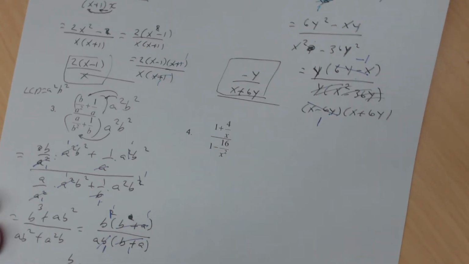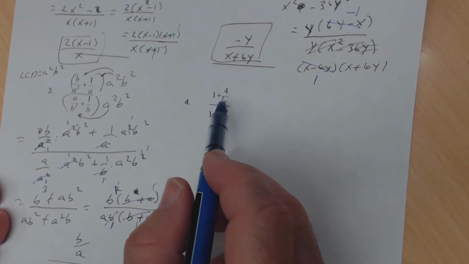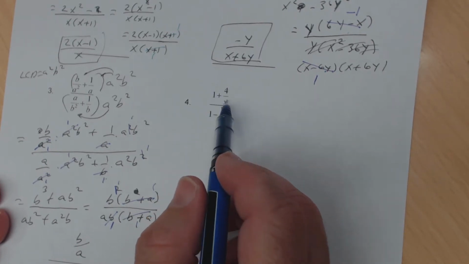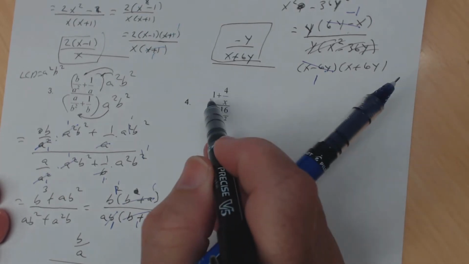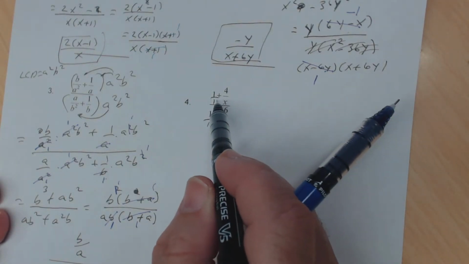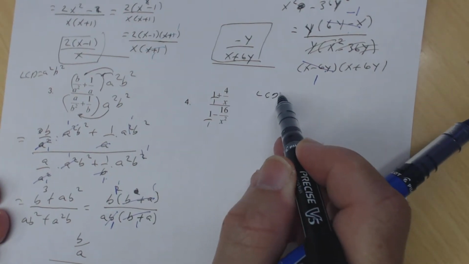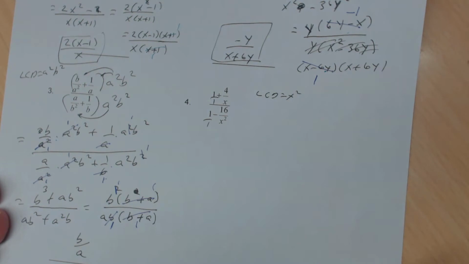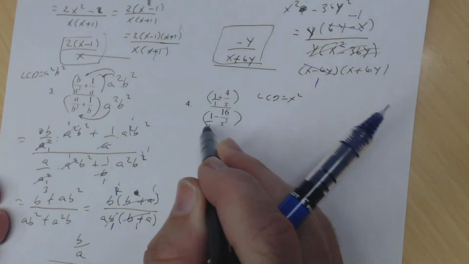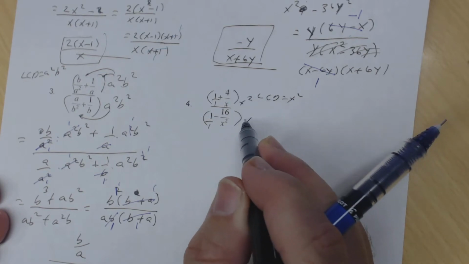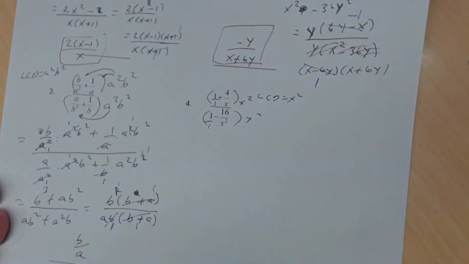All right, number 4. So number 4, again, you have a complex fraction. The numerator, you're going to think of this as 1 over 1, 1 over 1, and the LCD of 1, x, 1 and x squared is x squared. That's your LCD, x squared. So again, you're going to multiply both the numerator part and the denominator part by x squared. So remember, you want to get rid of these denominators, so you're going to clear the denominators.